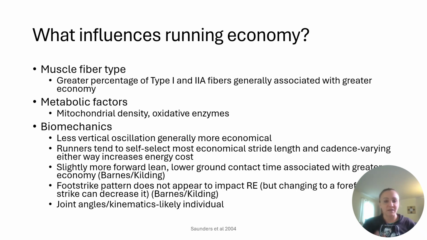In terms of joint angles and kinematics, how someone is running, if we measure angles on someone, it's likely individual. Runners tend to self-select their most economical stride length and cadence, and varying either way will increase energy costs. There are definitely cases where playing around with run cadence and stride length does make sense, if somebody has obvious overstriding, or if they have injuries associated with impact.